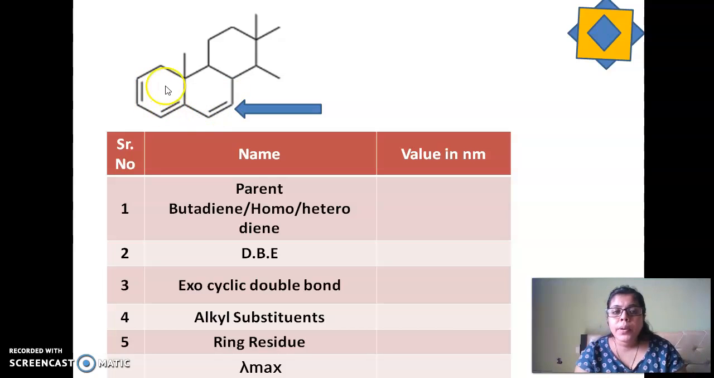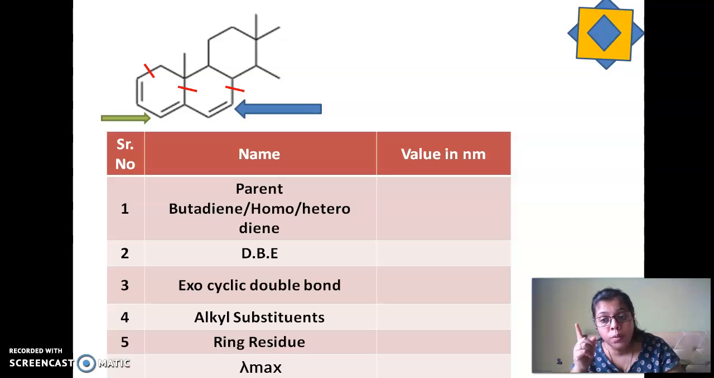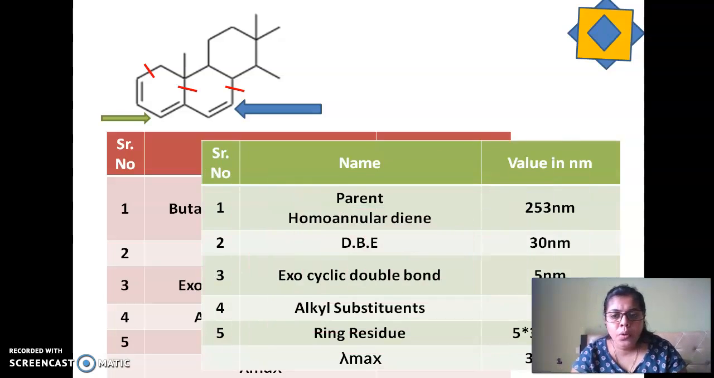Yes. Coming to exocyclic, A ring, does it have an exocyclic bond? No. For B ring, yes, I have one exocyclic bond. For C ring, do I have it? No. What about alkyl substituents? I have 4 alkyl substituents, but they are not to the parent and hence we do not consider them. What about ring residues? Yes, I have in total 4 ring residues to the parent as well as the extended parent. I don't have to forget that I have to consider the extended parent also. So my total comes to 253 plus 30 for DBE, 5 for exo and 3 ring residues adding to 15, making my total 303 nanometer. I hope I have made myself clear.